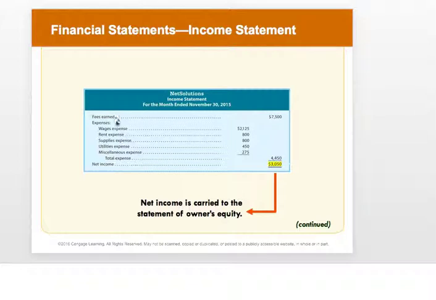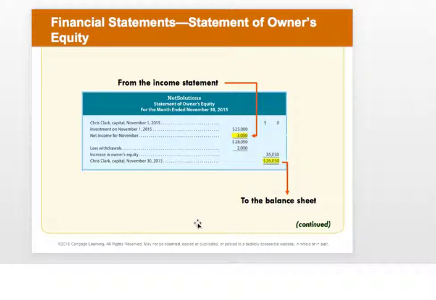And you'll see here, fees earned, $7,500. All the expenses are going to be listed from largest to smallest. Miscellaneous is always last. And then you'll total your expenses. And you have net income of $3,050. Then this arrow tells you net income will be carried to the statement of owner's equity.